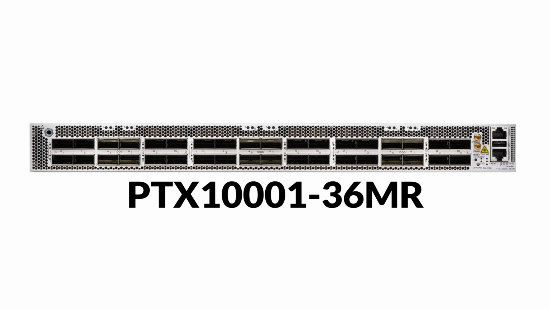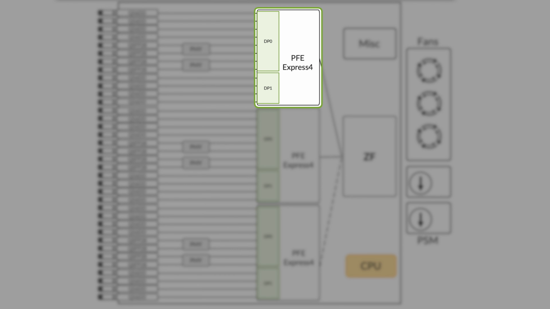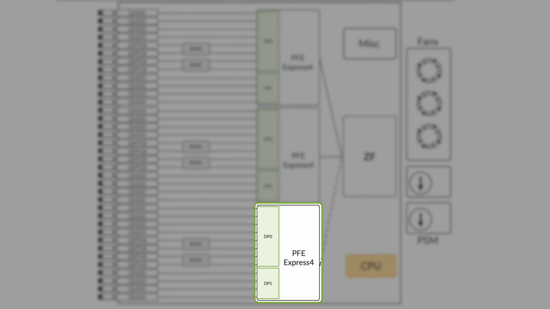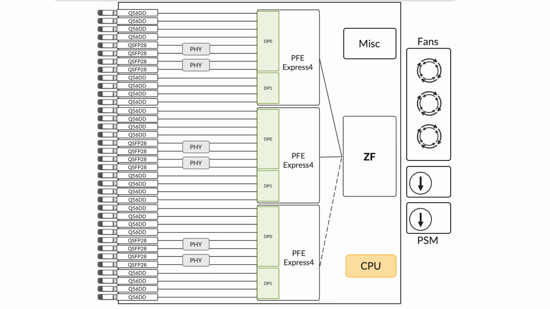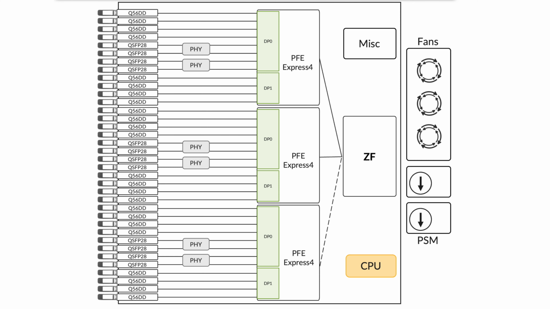It's a PTX 10001 36MR, a 1RU router made of 3 packet forwarding engines connected through a fabric ASIC. Since it offers a mix of 100 GigE and 400 GigE, certain ports are connected to a PHY, an Ethernet transceiver component between the optical cage and the PFE. That increases the fan-out, the port density if you want.